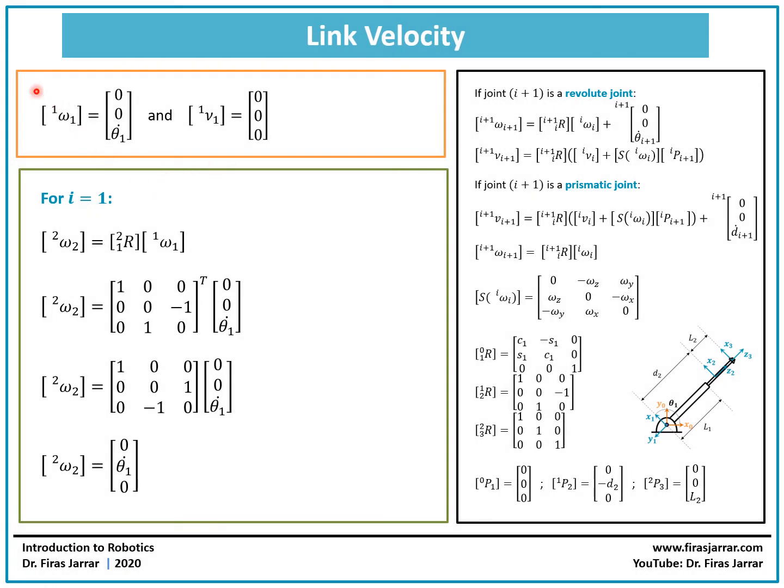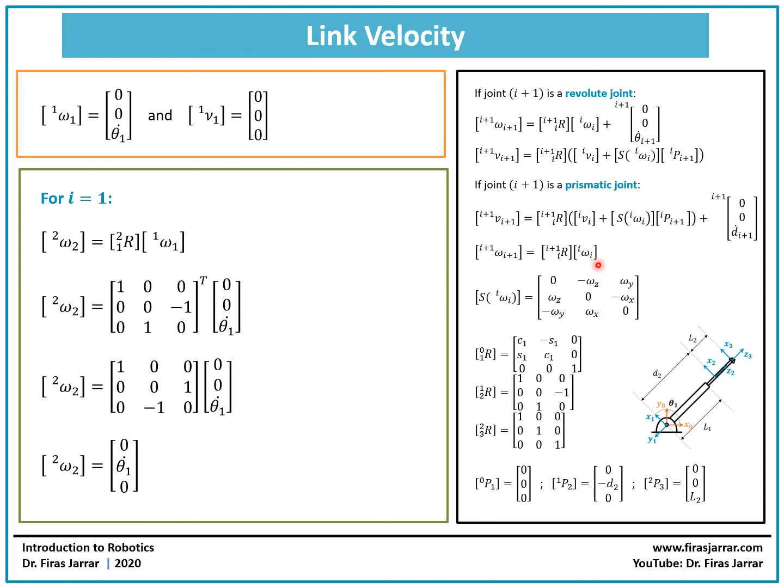Now, in the orange box here, we will have the result from the previous slide. So up to now we have the angular velocity of link 1, and we know the linear velocity of the origin of frame 1. Now we proceed with i equal to 1. This corresponds to joint 2, and joint 2 is a prismatic joint, so we need to use these two equations now.